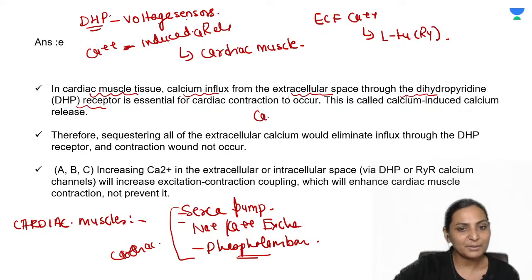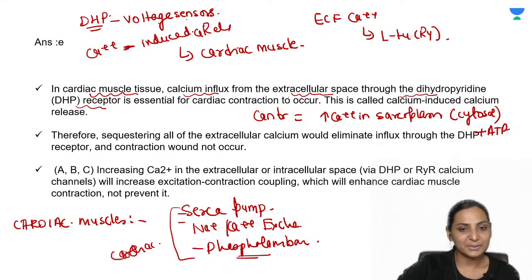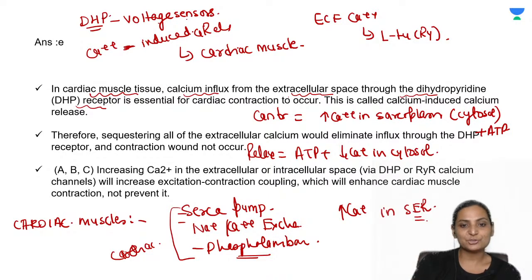Another important thing to be remembered, when you want contraction to occur, there should be increase of calcium in the sarcoplasm, or that is the cytosol, plus ATP. And when you want that there should be relaxation, you require ATP, but you have to decrease the calcium in the cytosol, or you can say that you have to increase the calcium in the sarcoplasmic reticulum. That means you have to pump the calcium back into the sarcoplasmic reticulum with the help of ATP.